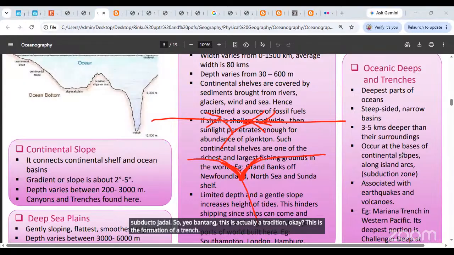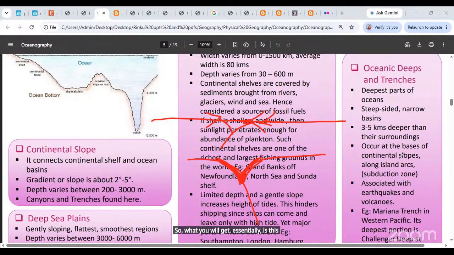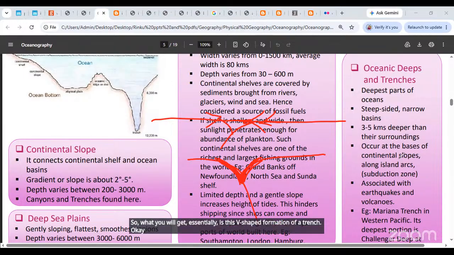So usually when one plate is subducted beneath the other plate, what you will get essentially is this V-shaped formation of a trench. Okay, so trenches usually form in subduction zones. This is also one way of finding trenches. So we find them along island arcs and so on. We are saying that if this is a subduction zone, it will have a deep association with volcanoes and earthquakes.